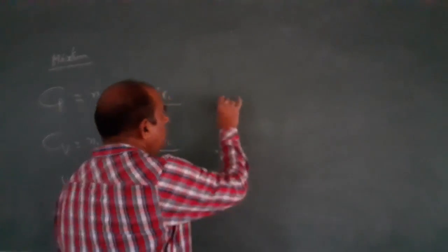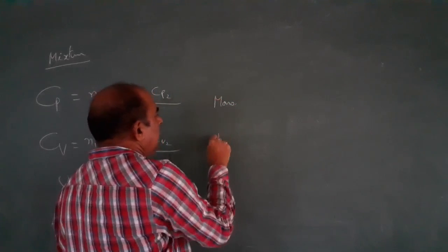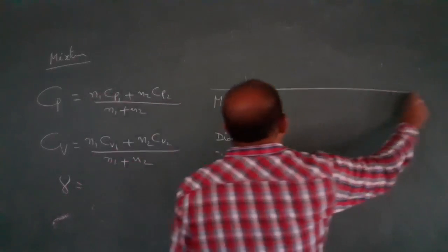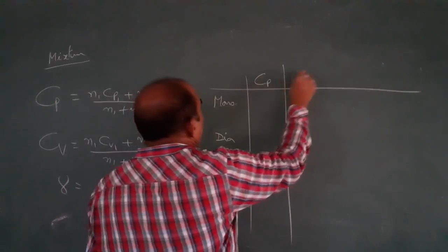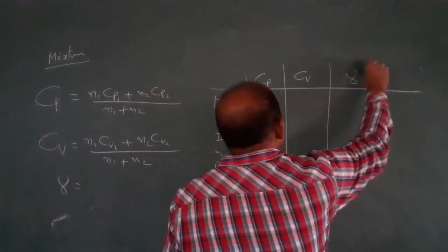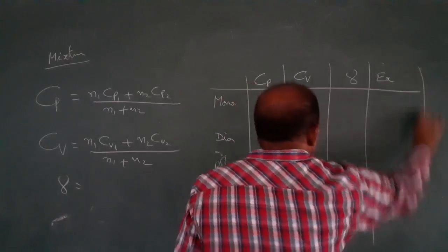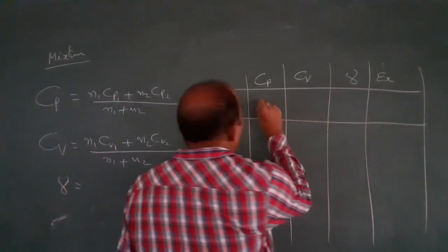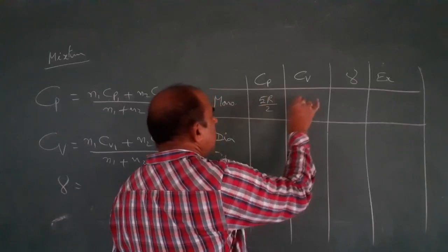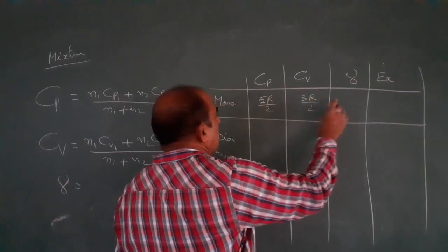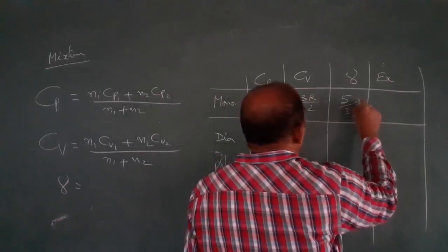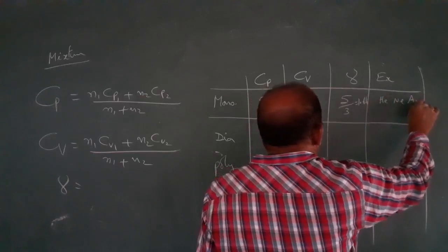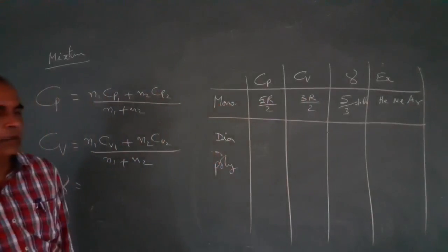On the tabular form: monoatomic gas, diatomic gas, polyatomic gas. What about the Cv value? What about the gamma value? What about the examples? Monoatomic gas, Cp value 5R by 2, Cv value 3R by 2, gamma value 5 by 3, that is 1.66. Examples: helium, neon, argon, krypton, etc.